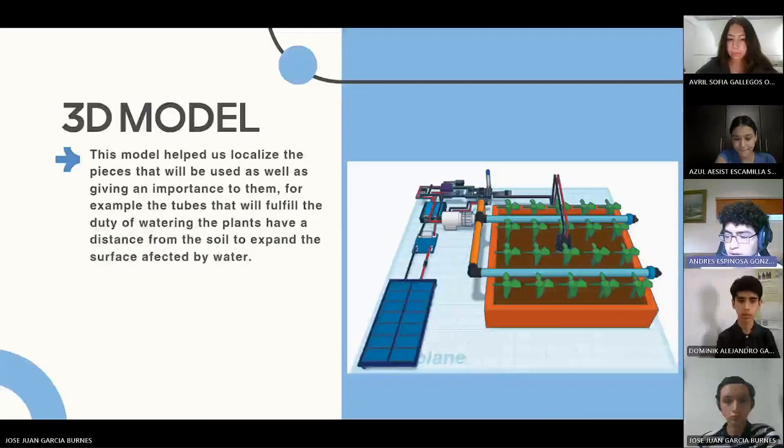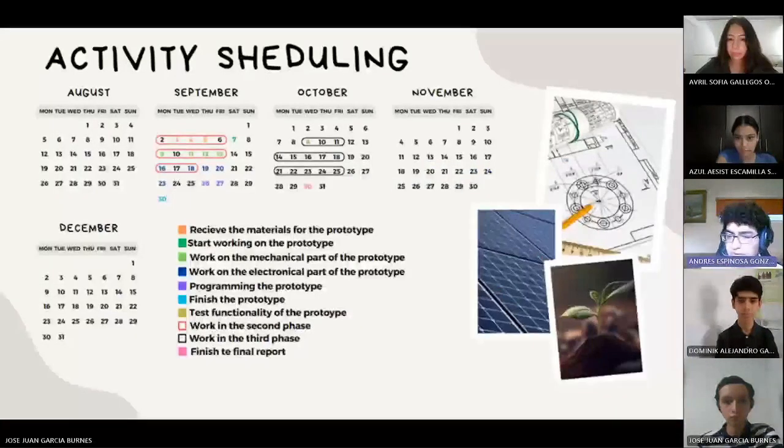And finally, we have a schedule in the next slide that will serve as a guide to work as a team. And thank you, that was all. We were team number 2. We hope you like our project a lot.